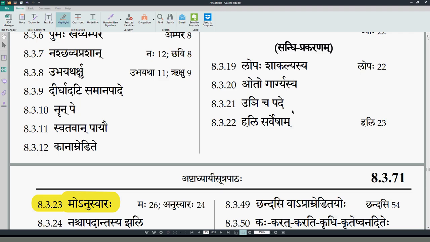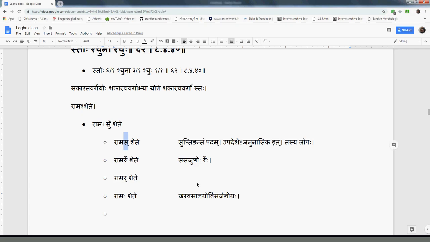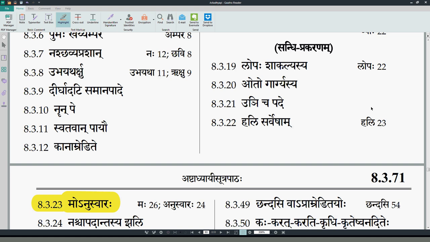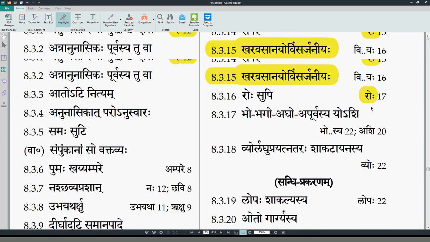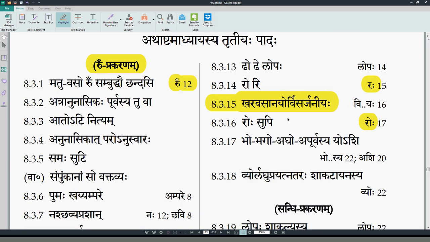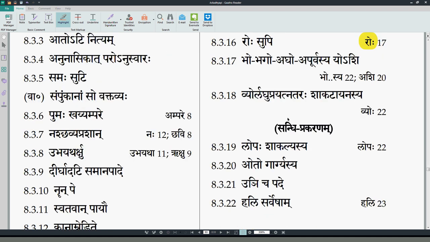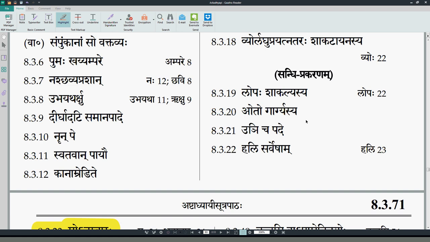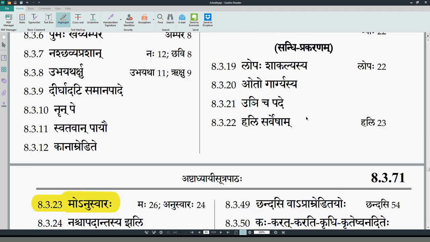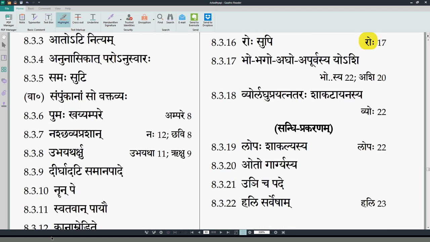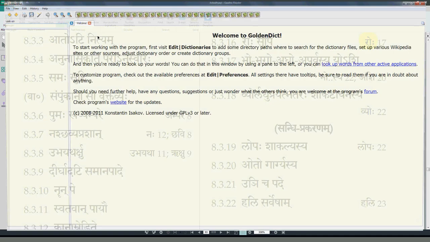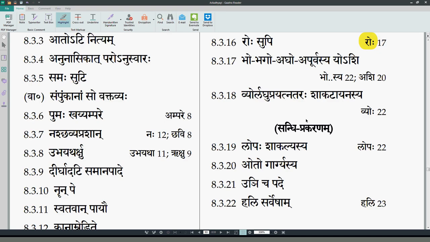Therefore, our sutra here, after Kharavasane Visarjaniya, this sutra, what happens is once Visarga is born, you get Visarjaniyasya Saha. Visarjaniyasya Saha.